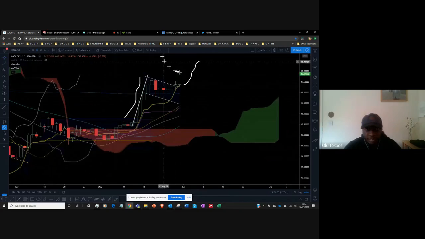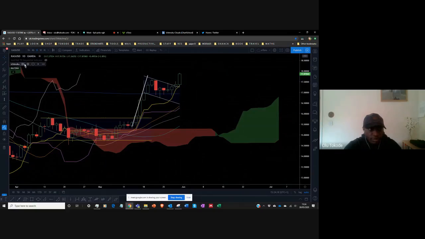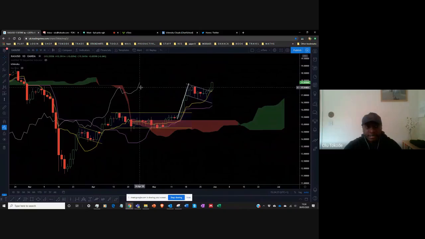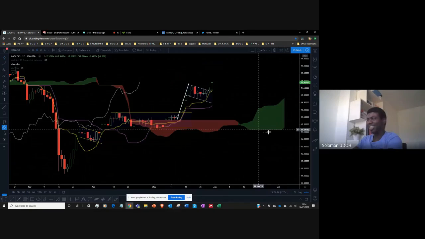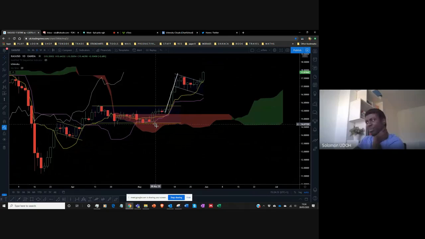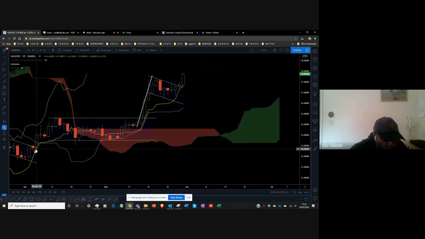You can see Ichimoku is telling you that it is safe to go long. If you look at all the signals that Ichimoku can give you, you have price above the cloud. The conversion line crossed above the baseline long ago, and it hasn't crossed back. So Ichimoku crossed above here.